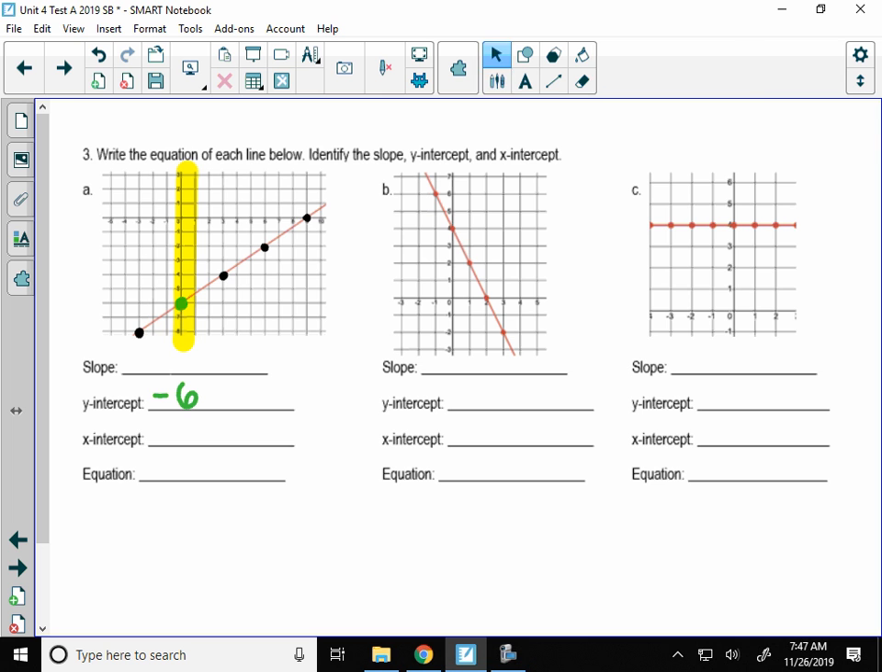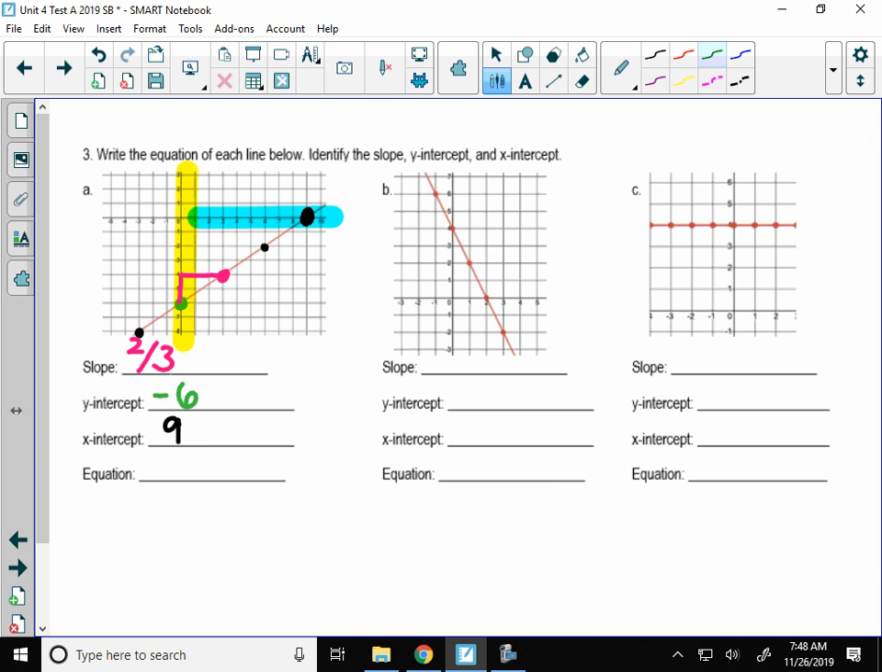Now my slope, my rise over run, I'm going to go from that green point to the pink point. I'm going up to the right, 1, 2, 3. So my slope is 2/3. My x-intercept isn't going to help me on the equation, but I should know that the x-axis is the horizontal one. And this graph crosses the x-axis right here at 1, 2, 3, 4, 5, 6, 7, 8, 9.